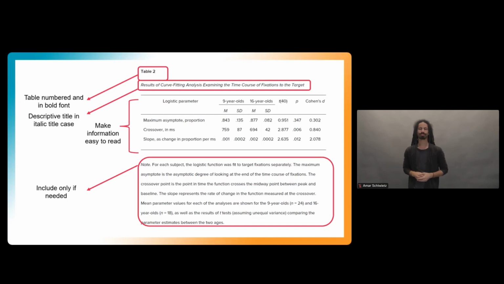Now, following that table, you can add a note with that word. As you can see, it's Note in italics with a period, and then non-italics information after, and it's double spaced as well. And a note, as I said here, include only if needed. So if the table requires additional information, you are welcome to put it in a note directly underneath the table.